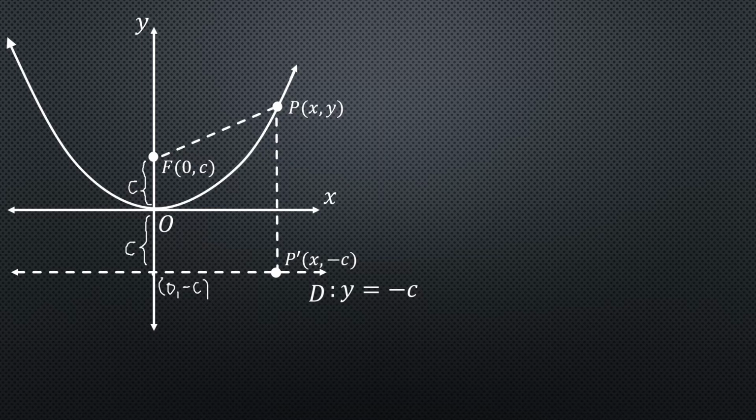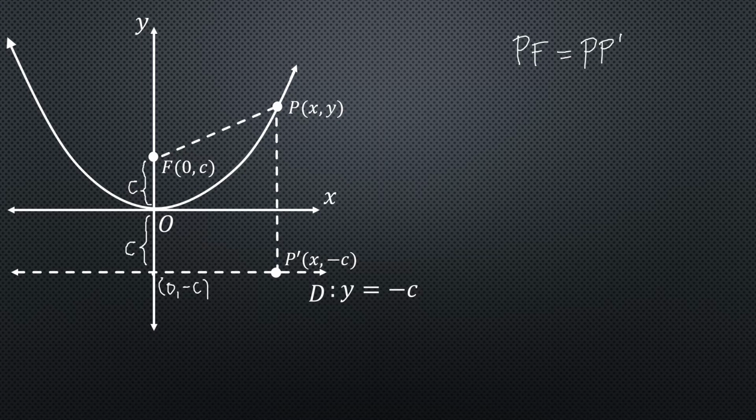From the definition again, P is equidistant to F and the directrix, or the focus and the directrix, where the focus is the fixed point and the directrix is the fixed line. So if we're going to use the distance between 2 points, then we say PF is equal to PP prime, where PF is the distance between the points P and F, and PP prime is the distance between the points P and P prime.